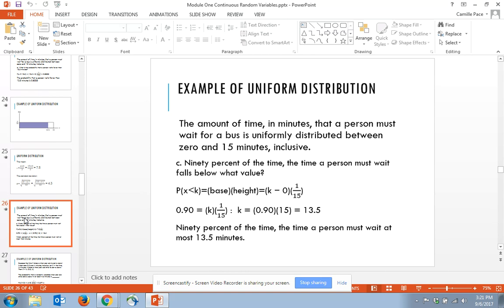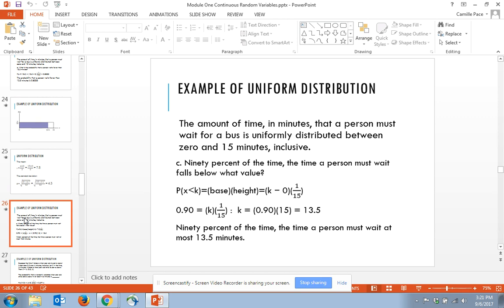All right, let's do that final one. That one's kind of a tough one. So it wants to know the amount of time a person must wait for a bus so that 90% of the time a person waits falls below what value. Okay, so what I'm going to do is multiply by 0.90. So I don't know what my base is, but I know what my percentage is. So I'm going to kind of solve it in reverse.